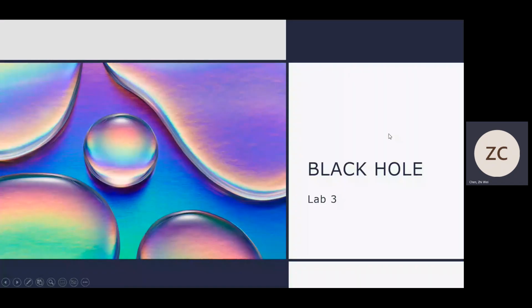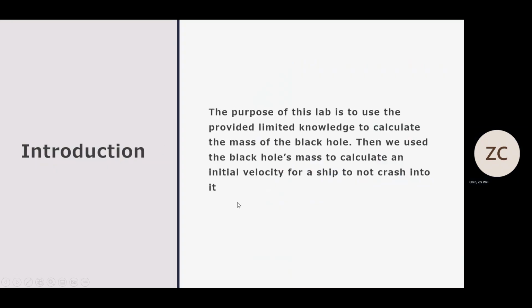Today, I will be going over Lab 3, which is about black holes. The purpose of this lab is to use the provided limited knowledge from the GlowScript to calculate the mass of the black hole. This is for part 1, and then for part 2, we use the black hole's mass to calculate an initial velocity for a ship to not crash into the black hole while getting as close to it as possible.